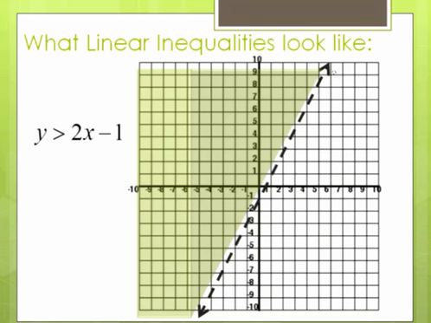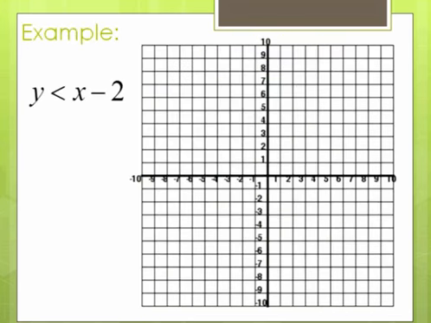Alright, so that's all well and good. Let's look at some examples together. Here we have the inequality y is less than x minus 2. So the first thing we can find here is the y-intercept, which is negative 2. We'll go ahead and mark that point right here. And then we can see here that the slope is 1 or 1 over 1. So from this point I'm going to go up 1 over 1, up 1 over 1, up 1 over 1, up 1 over 1. And you can see that, for the most part, this is not that different from what we've already done in the past.